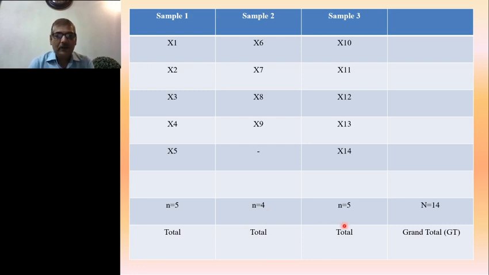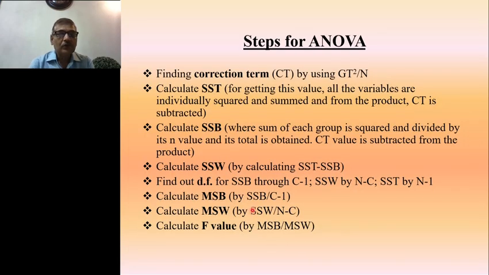These values will be added, means the value obtained in this case plus the second one plus the third one, minus the correction term. So when you subtract the correction term value from the total of all these columns, their squares divided by the number of cases, then you will get SSB, that is sum of squares between the samples. And these are 3 major steps.